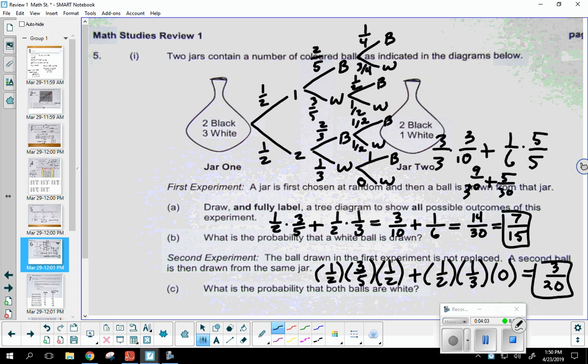Then we had a probability problem, reaching into some jars and pulling out some black balls or some white balls. Okay, so A, the probability should have been 7/15. Okay, sorry. Hold on, I think I may have skipped an answer here. That's Review 2. Hang on a second.